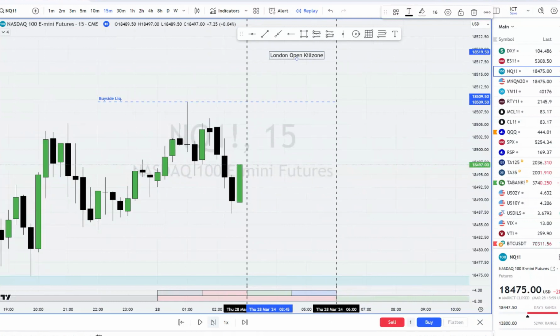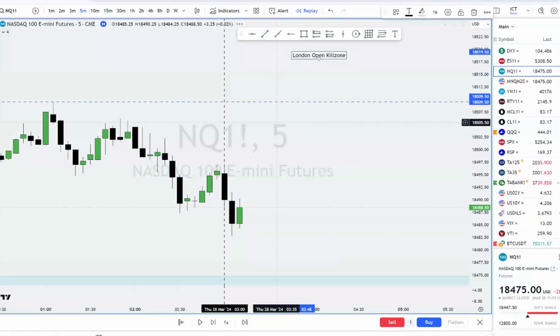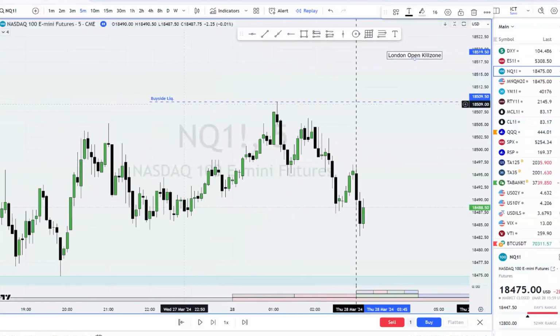So right now we're in the middle of the range, right? And I want to see us either tapping into the buy side liquidity or rebalancing the fair value gap before I'm approaching the graph and taking any trades. I don't want to take a trade in the middle of the range right now, right?